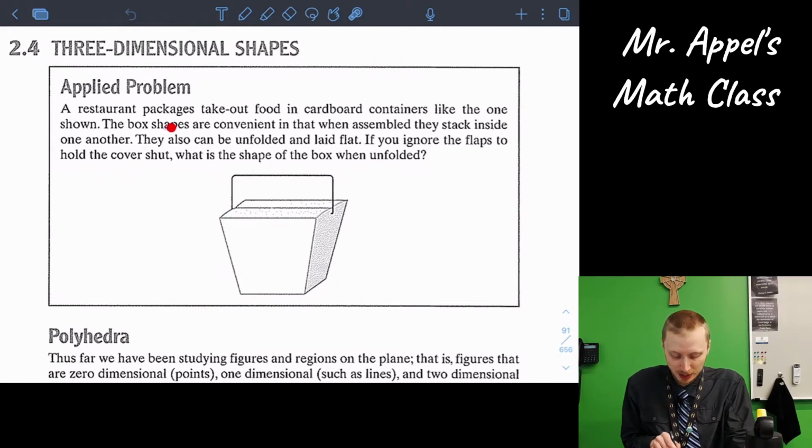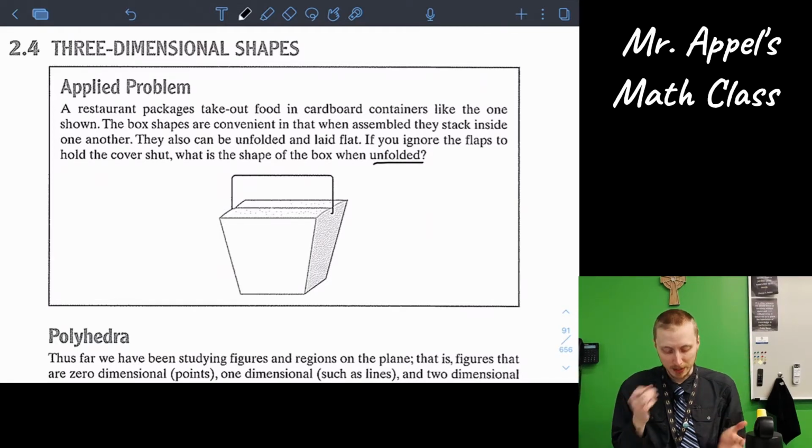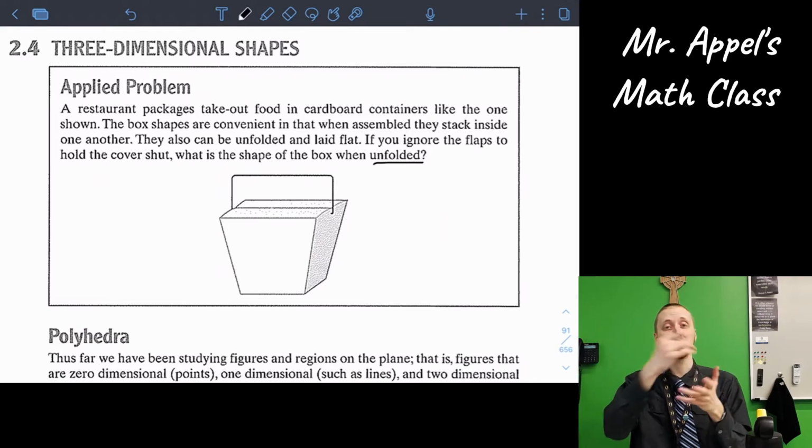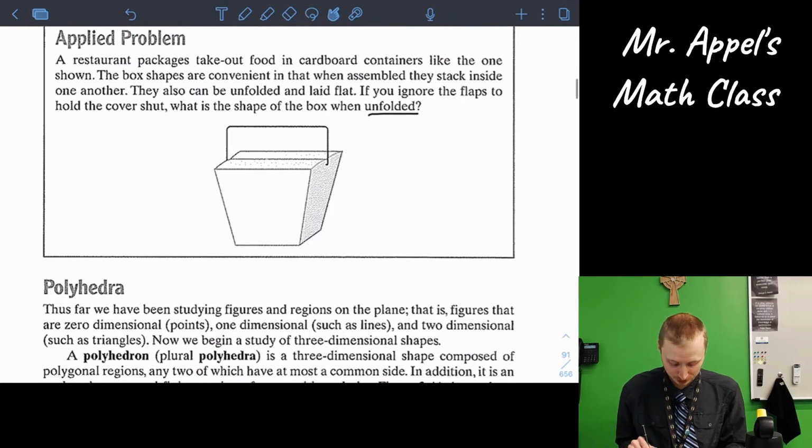A restaurant packages takeout food in cardboard containers like the one shown. The box shapes are convenient in that when assembled, they stack inside one another. They also can be unfolded and laid flat. If you ignore the flaps to hold the cover shut, what is the shape of the box when unfolded? Unfolded, okay. So you take that shape and peel it apart to get back to a flat shape. That transition between two-dimensional and three-dimensional is always interesting.